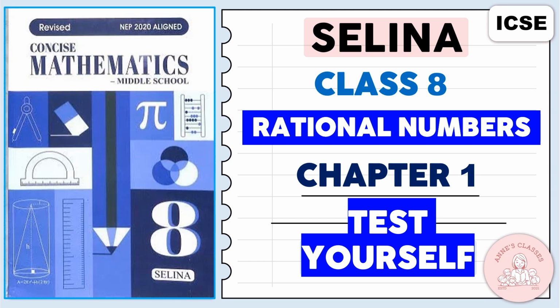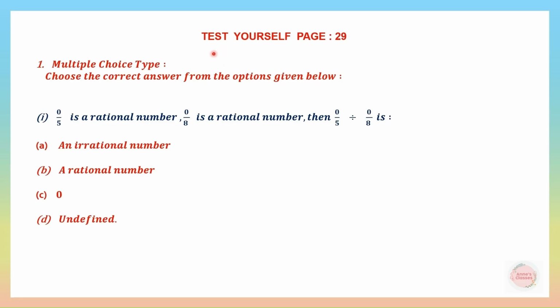Let's do rational numbers, chapter 1, test yourself. The test yourself is found on page number 29 in the new book, and we have the multiple choice type as question 1. Choose the correct answer from the options given below. So the question here is 0/5 is a rational number, 0/8 is also a rational number, then 0/5 divided by 0/8 is what?